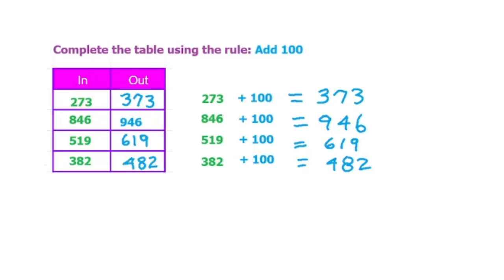And that's how you do that problem when you're given a rule to add 100 to the input table. And don't worry if you don't understand this right away. You could just rewatch the video.